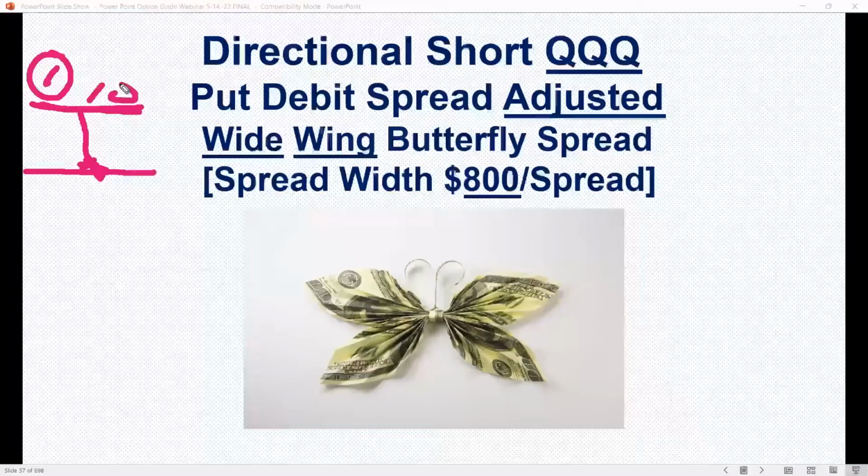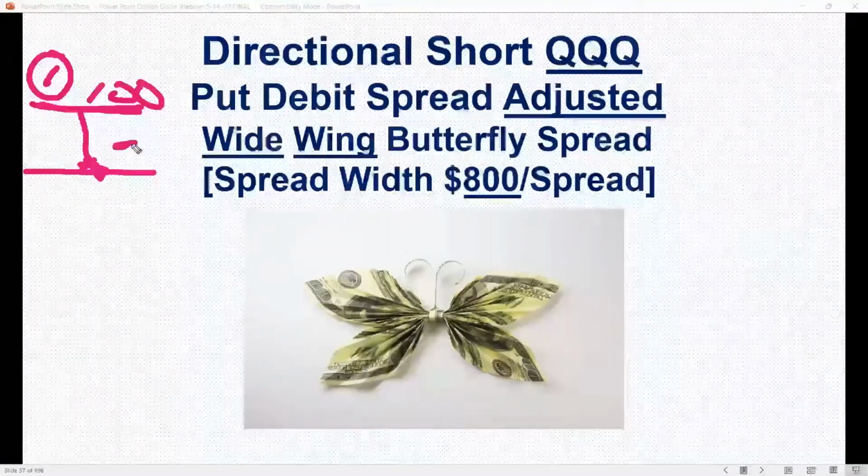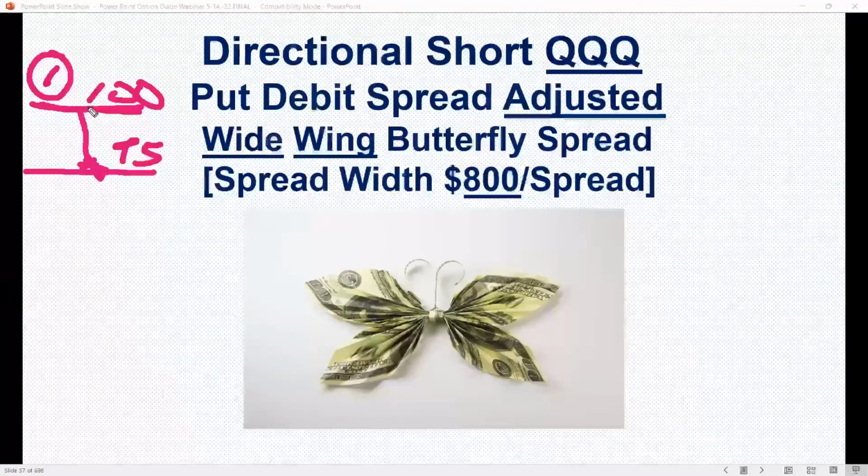So let's say it was at 100. Now it moved down to 95. So now we can adjust if we want, if we just know what to do. And this will adjust us to reduce the cost or capital at risk. Plus, we can reduce our theta by doing this.